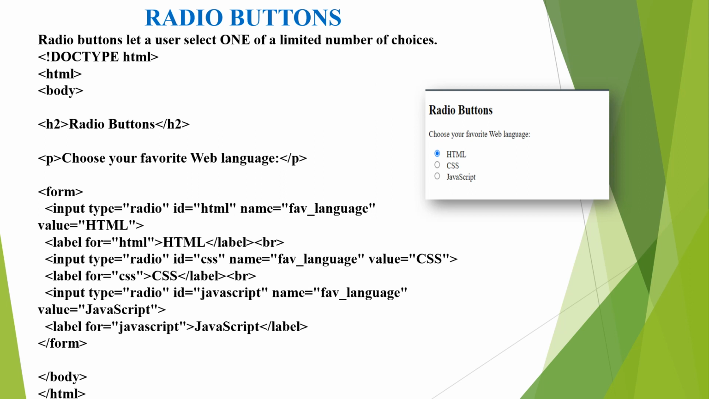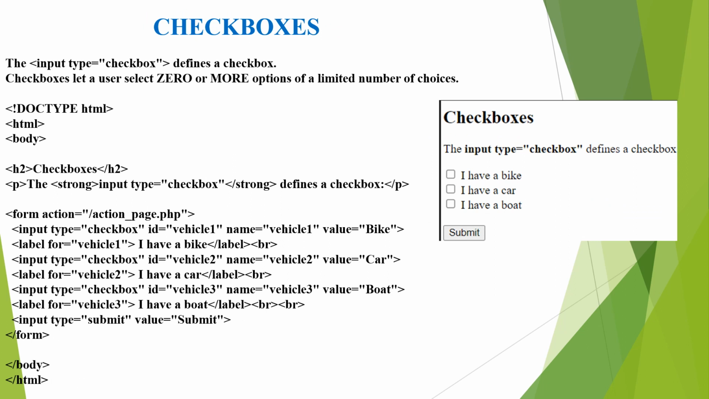And then coming to the last part, that is checkboxes. The input type checkbox defines a checkbox. Checkboxes let a user select zero or more options from a limited number of choices. As we can see in the output, we have three options and we can select any of them.